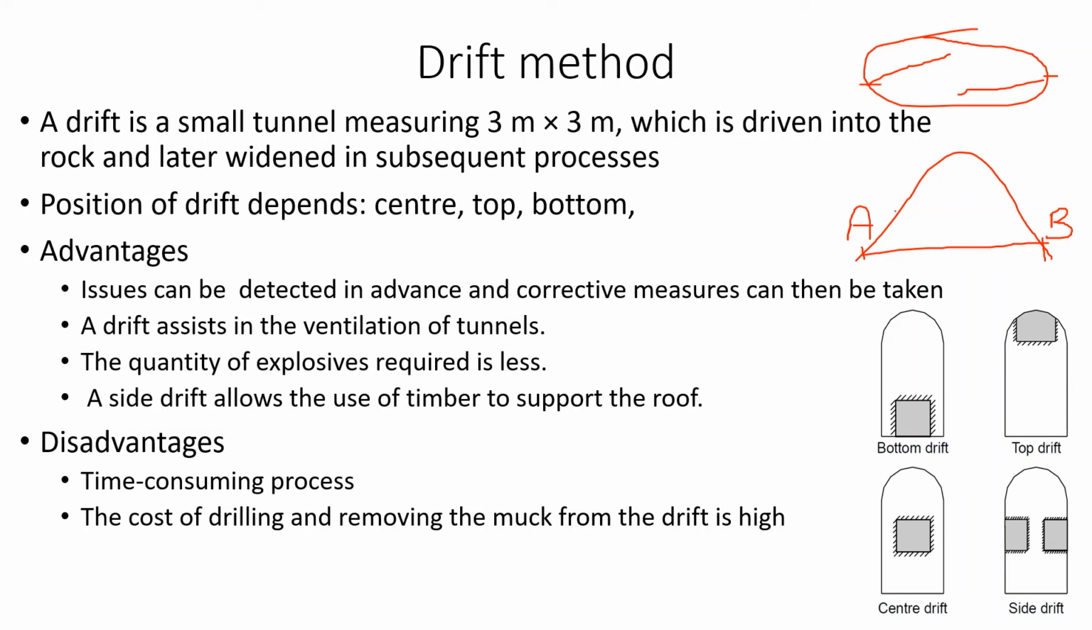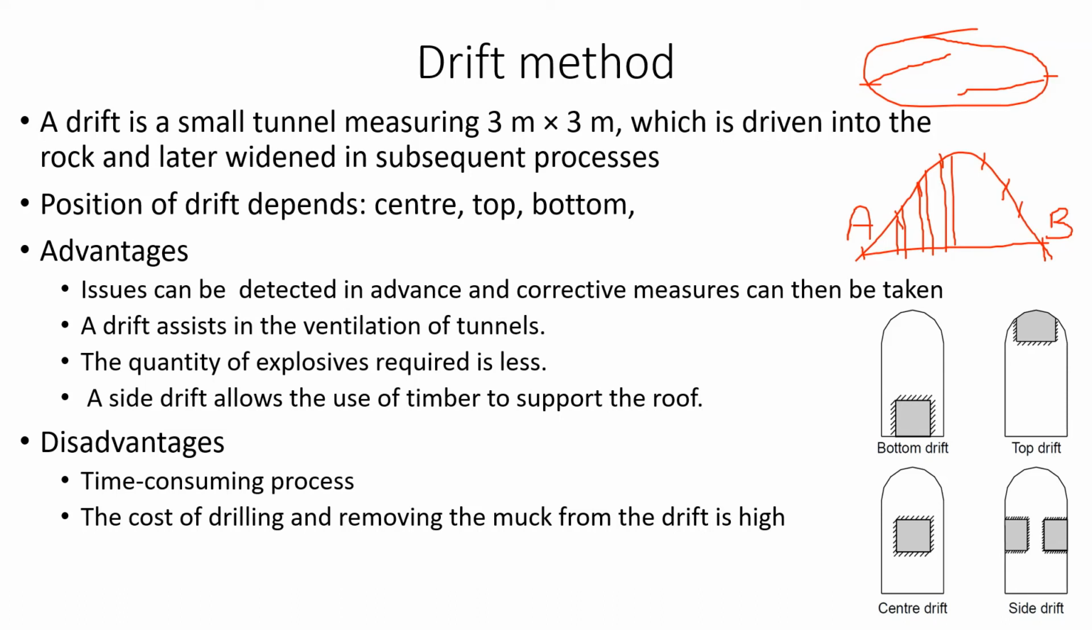We should have surface control points, and for these control points, the gradient as well as the coordinates need to be transferred to the tunnel. For that we are using a shaft. Later this shaft can also be used as a face for operation. So this shaft can initially be used for transferring the center as well as the alignment or the gradient.